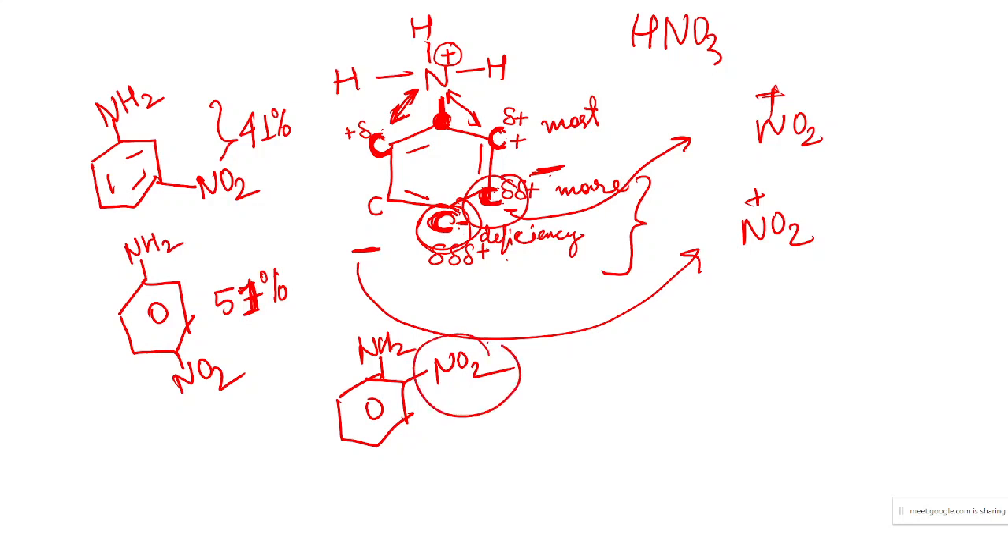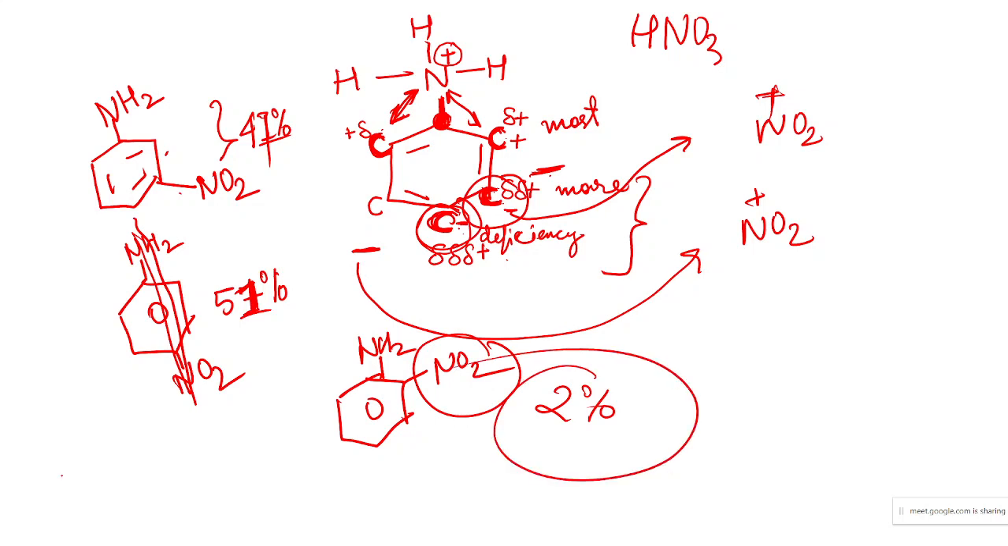The ortho product in this case will be only 2%. This one is 47%, this is 51%, and this one is 2%. Means the para one is the highest because this is already symmetrical. This will be the highest, this will be the second one, and this will be the least one. The ortho product is the least one. So this was your explanation for the formation of the meta product in the case of aniline.